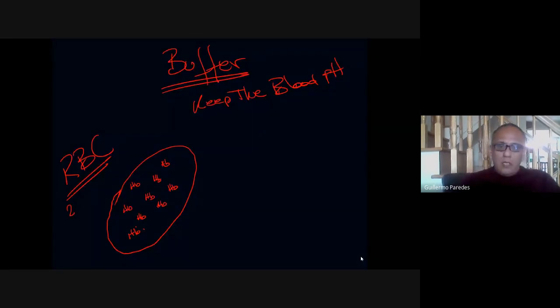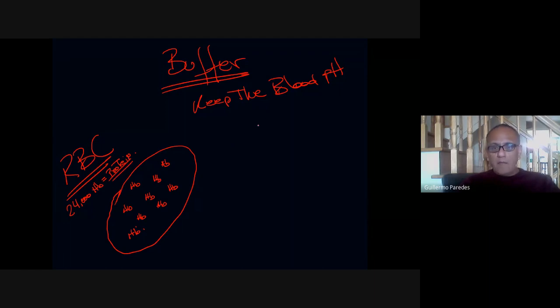Okay. So this is the hemoglobin. We have 24,000 molecules of hemoglobin. It's not like one hemoglobin only. We have 24,000 molecules of hemoglobin. What is hemoglobin? It's a protein. It's a type of protein.